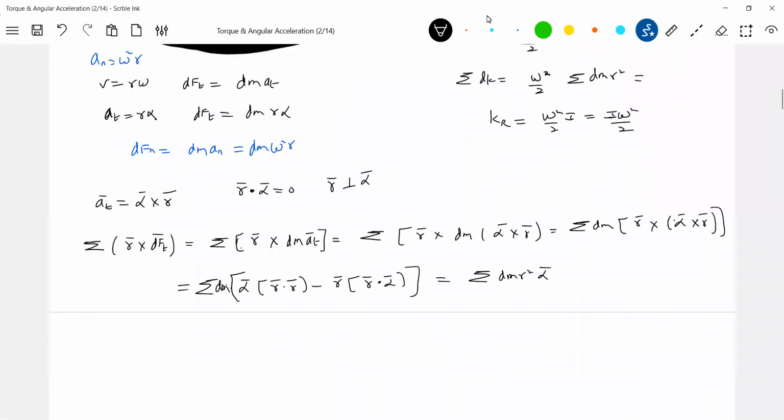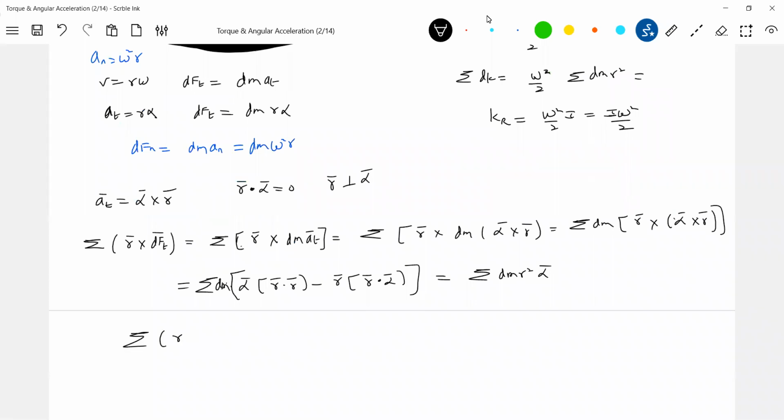Is it okay? No, so let me put this in a systematic way. This is r bar cross dF_T bar, equal to alpha bar times the summation of dm r square. This will become the net torque, and this will be alpha bar, and this is the moment of inertia. So the final formula will be: F bar equal to m a bar. Similarly here, net torque tau bar is equal to I alpha bar. It should be in the vector form.